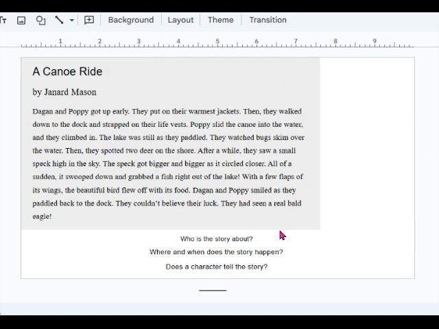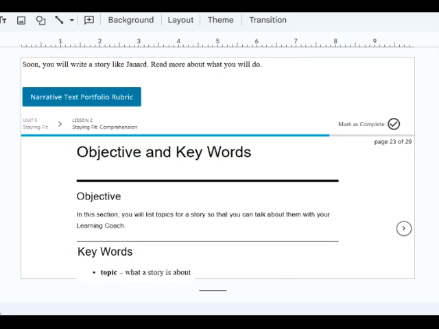So think about these questions. Who is the story about? Those will be your characters. Where and when does the story happen? That will be your setting. And does the character tell the story? Is the character in the story the narrator? Think about and talk about those questions with your learning coach. Soon you will write a story like Gennard.